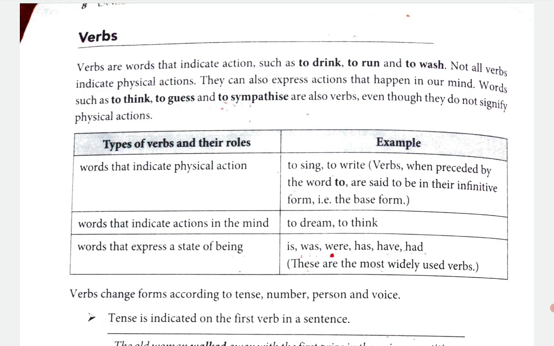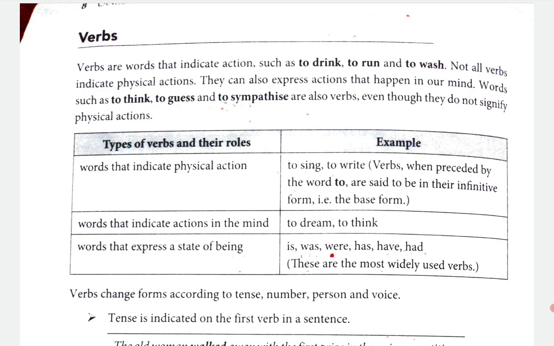Of course, what I gave you in the beginning as examples are the present continuous forms, that is singing, writing, running, etc. So verbs, when preceded by the word to, are said to be in their infinitive form, that is the base form. Infinitive verb means the base form of the verb.